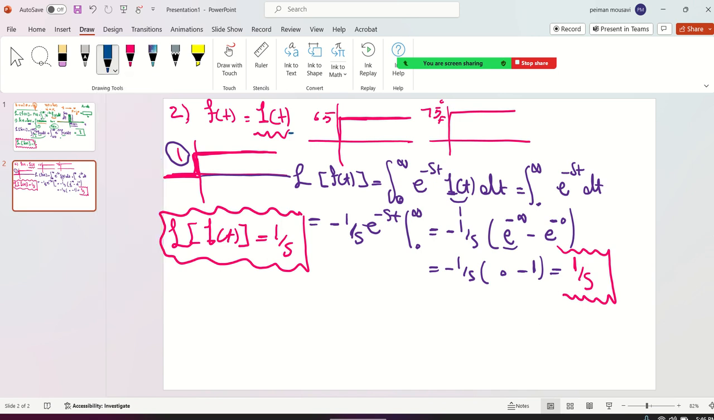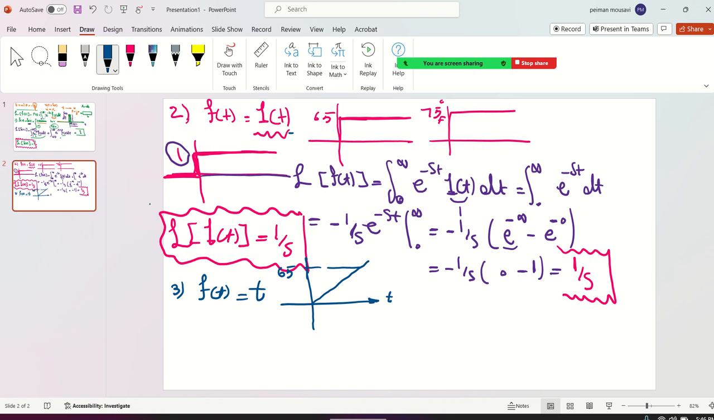Third, the ramp: f(t) = t. Suppose that you want to increase the speed of your car from 0 to, say, 65 miles per hour linearly. This is the desirable input that you want to follow. It is a ramp, this is t.